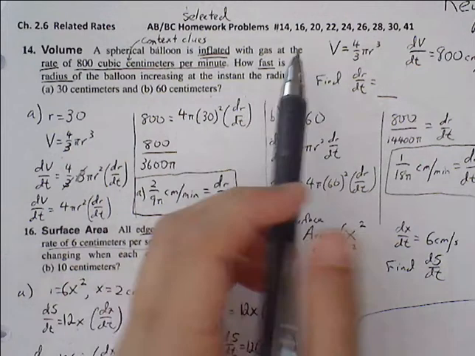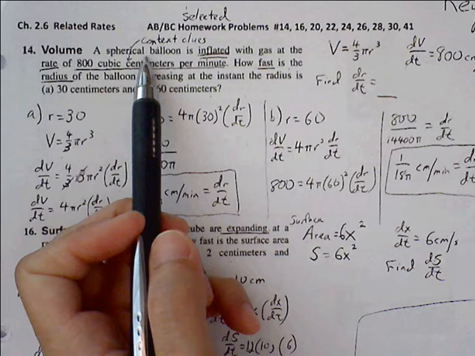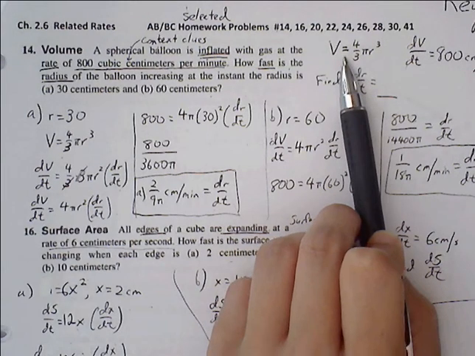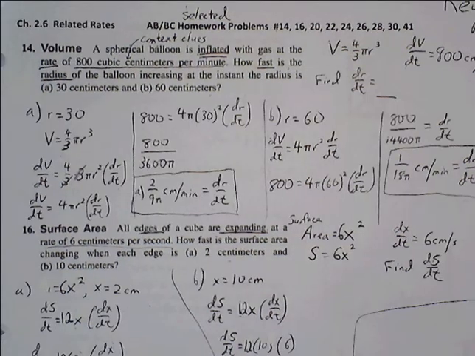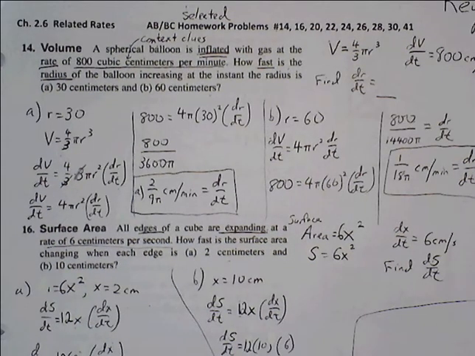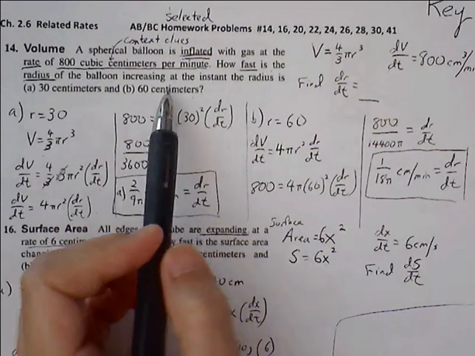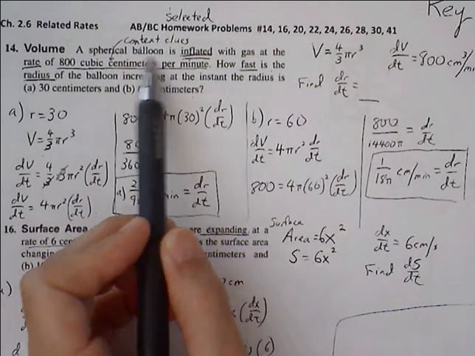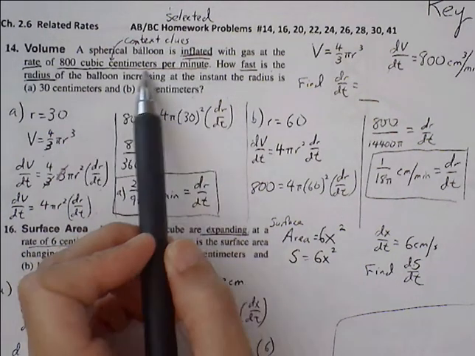So let's see, we know we're dealing with the volume of a sphere. We start off by listing out some information that we can gather from the problem. We know that we're dealing with the volume formula of 4/3 pi r cubed. Looking at some context clues, the balloon is being inflated, so we know the volume is going to be increasing over time at a rate of 800 cubic centimeters per minute.